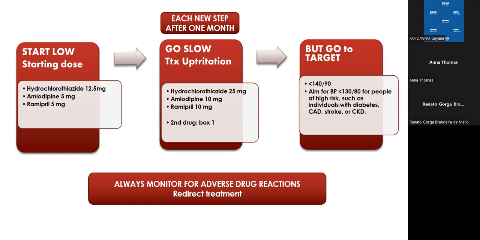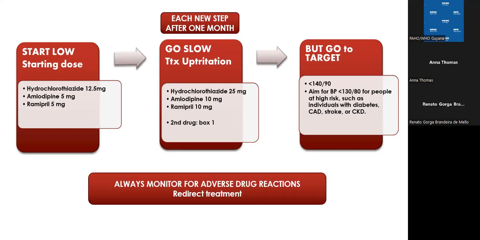Antihypertensive treatment is not a thing that exists or doesn't exist. This is not a dichotomy. You have to go to target. You have to treat hypertension properly, decreasing blood pressure levels below 140 and 90 millimeters of mercury at least. But you have to go slowly to this goal.